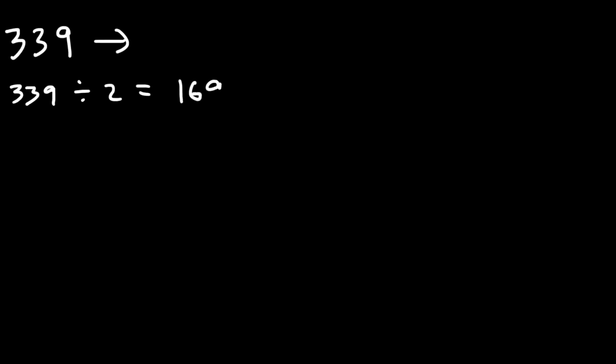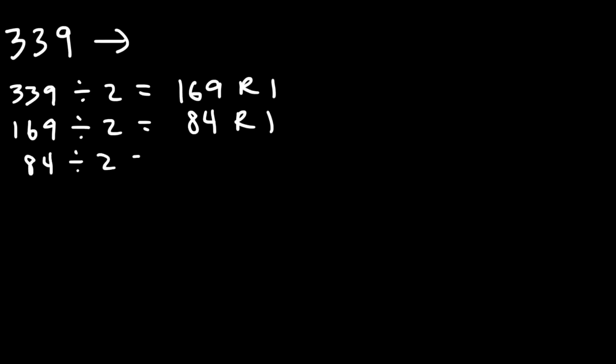Now let's work on the last example, 339. So let's divide 339 by 2. This will give us 169.5, or 169 remainder 1. And then divide 169 by 2. That's going to be 84.5, or 84 remainder 1. And then 84 divided by 2, that's exactly 42. So 42 remainder 0. And then 42 divided by 2 is exactly 21.